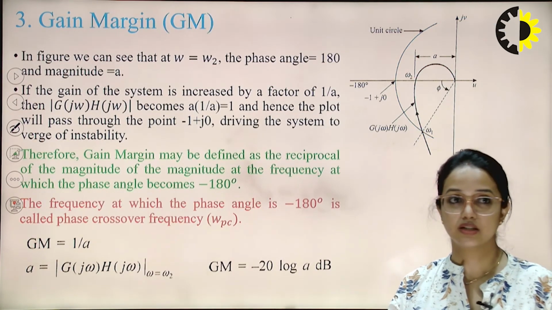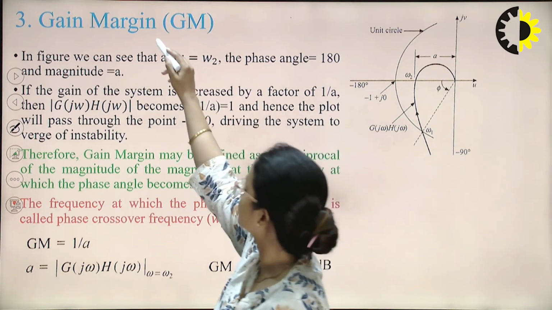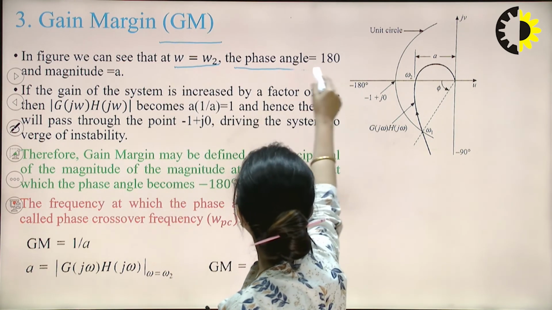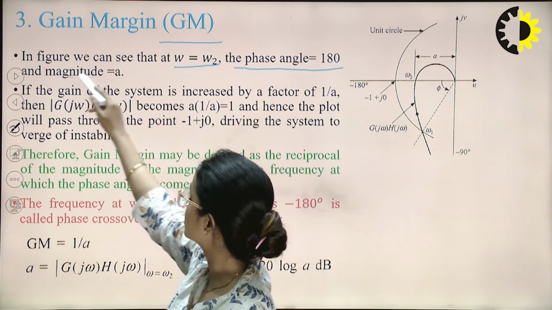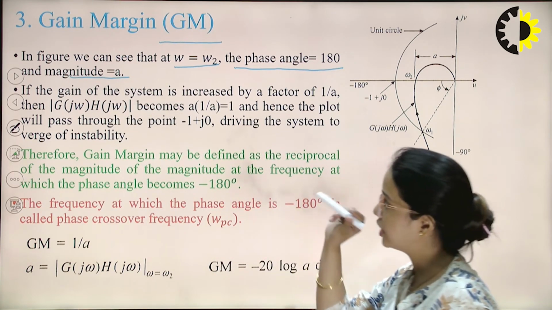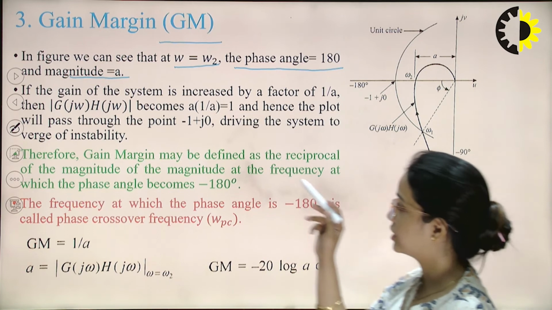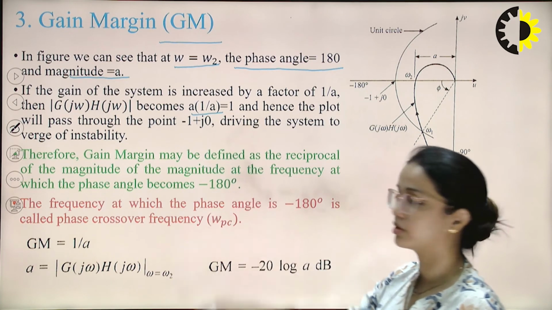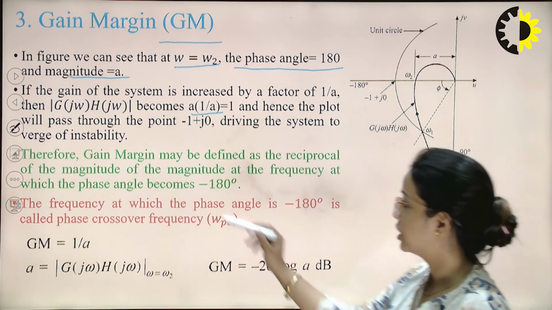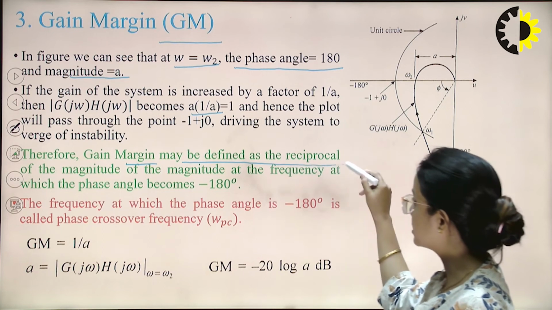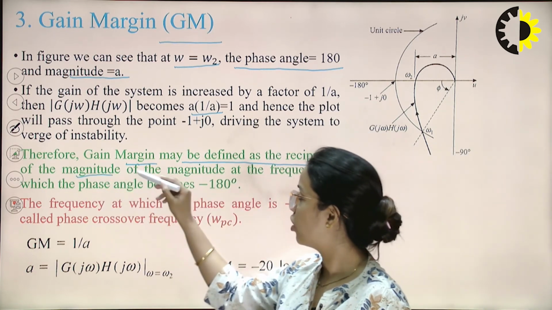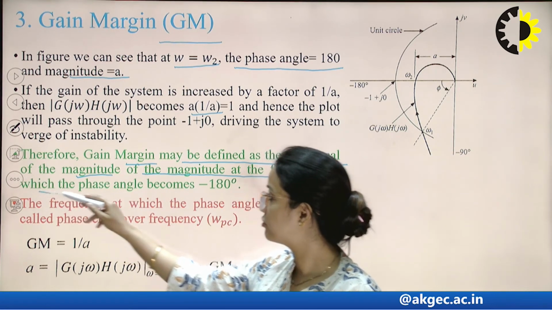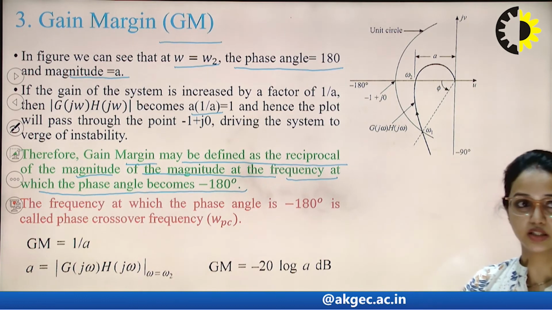So, from here we can see how to calculate the gain margin. In the figure, we see omega equals omega 2. We are clear with this point. The phase angle is 180 degrees and the magnitude is A. If the gain of the system is increased by a factor of 1 by A, then the magnitude of G(j omega)H(j omega) becomes 1 into A into 1 by A, which is equal to 1. Therefore, gain margin may be defined as the reciprocal of the magnitude at the frequency at which the phase angle becomes -180.